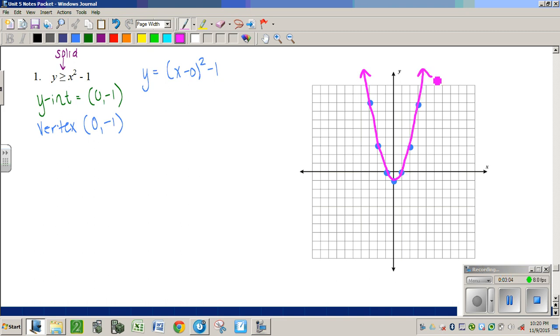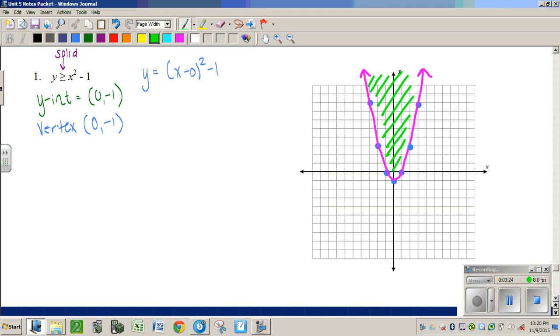Okay. So we have y is greater than or equal to x squared minus 1. Now, if it's greater than or equal to, you shade from the parabola up. What that means is that I am going to shade in this intersection here. So if it's greater than or equal to, and it's opening up, you shade inside.